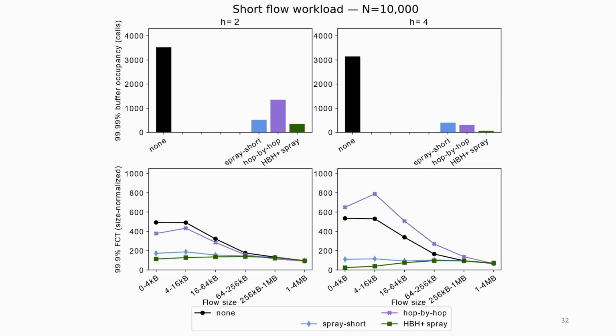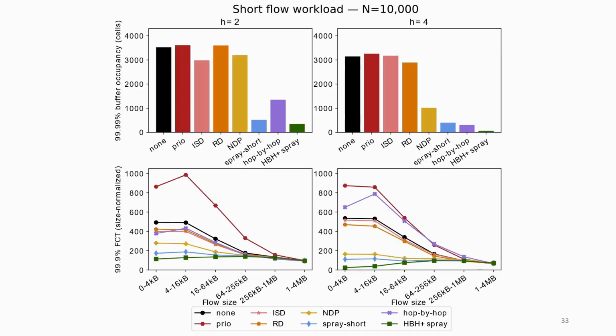So this is for a short flow workload that primarily causes path collision congestion. And you can see that the blue line and the blue bar on the graph are doing really well. That is representing spray short. We're dramatically reducing our queue lengths, as you can see on the top graph, and we're reducing the flow completion times. However, if we combine hop by hop with spray short together, which is the green line and the green bar, that is doing the best. And in this workload, we actually outperformed all of our baselines. That's all I'm going to say about that.